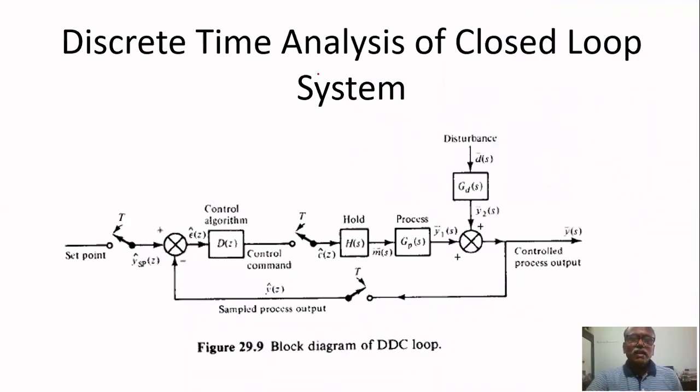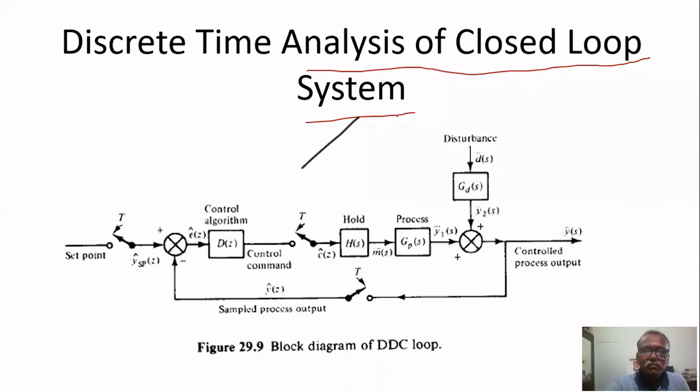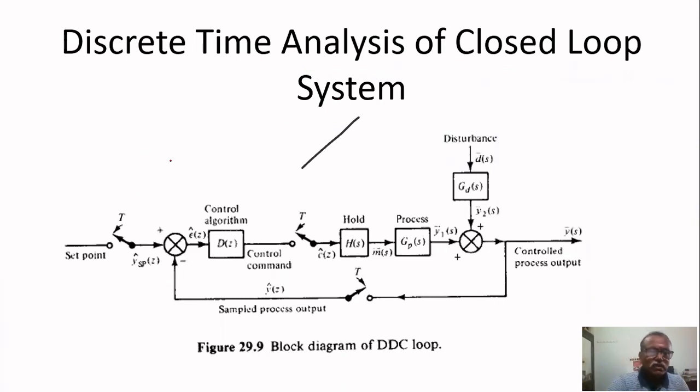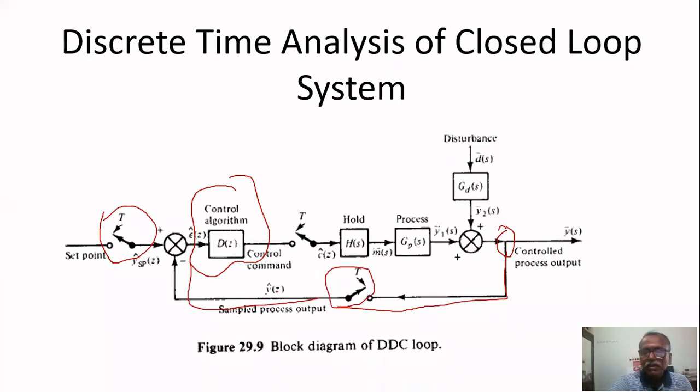Now let us analyze the discrete time closed loop system. How it looks here, it is a discrete controller. For a discrete controller, input must be discrete. That's why the set point is sampled here, then it is given as input. Here the output is sensed and sampled, and it is sampled. Here it is y of s, but here it is y of z. So it gives a discrete output, d of z. The controller's input is e of z and output is d of z.